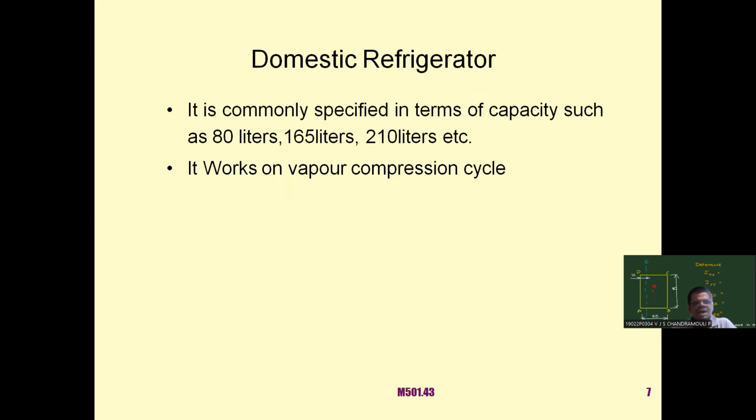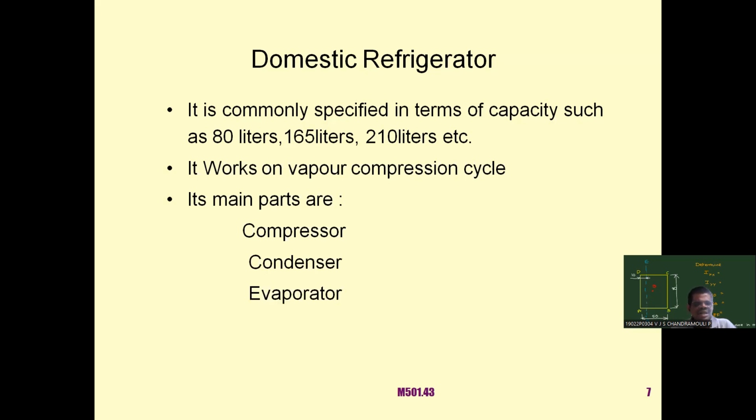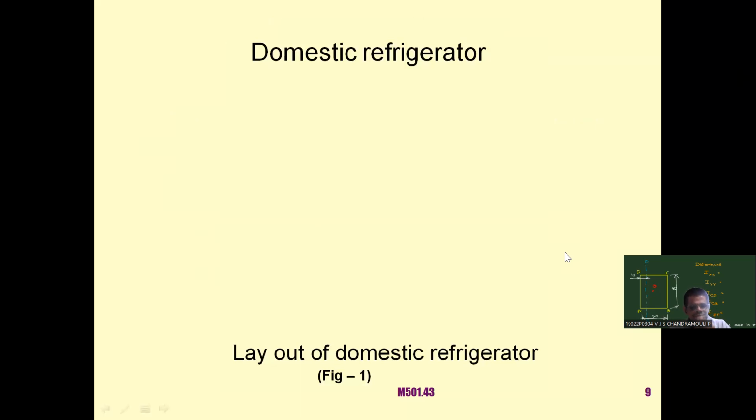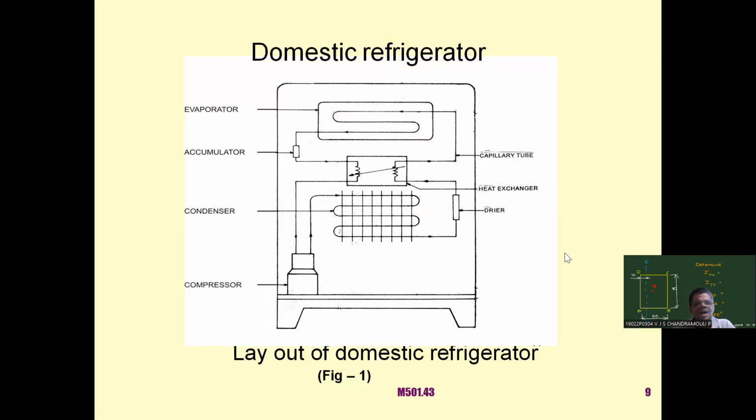It works on the vapor compression cycle. That means it consists of all the four components which we discussed in the vapor compression cycle. Its main parts are compressor, condenser, evaporator, and expansion device. And here the expansion device is a capillary tube. So this is our refrigerator, and this is the layout of the refrigerator. This is a schematic diagram which represents various parts in a refrigerator.